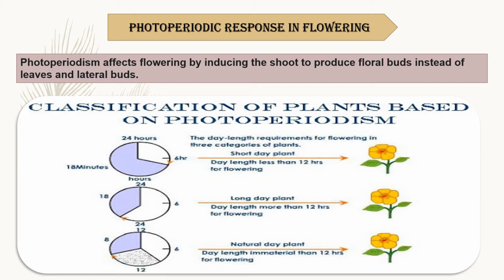In the pie graph, it has been shown clearly. 6 hours left, 24 hours. So see, these 6 hours are actually required. For the next one, long day plant: day length more than 12 hours for flowering. So that white portion is increasing. And for the last one, day neutral plant: day length immaterial, more or less than 12 hours, for flowering. So you can see the white portion of the third pie graph.